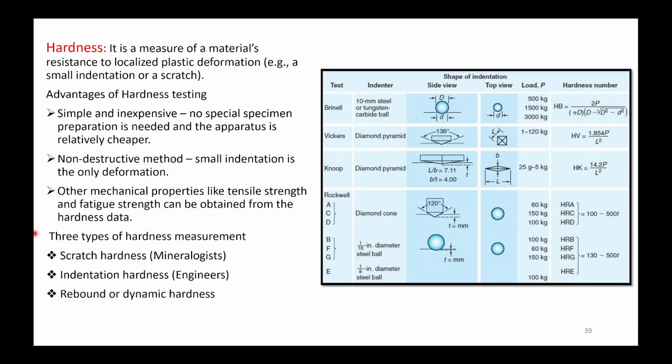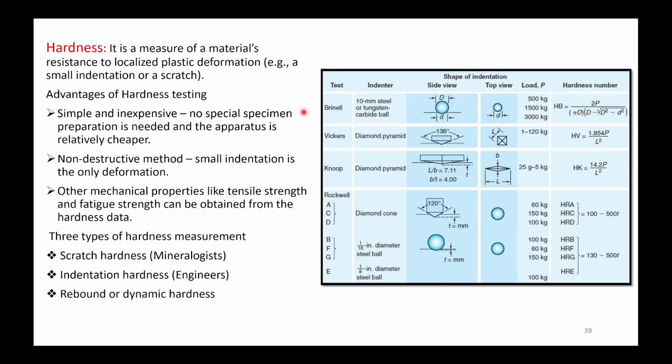Three types of hardness measurements are there. First is scratch hardness, which is used by mineralogists, and indentation hardness is used by engineers. Rebound and dynamic hardness is also used, and these are the various hardness number formulas that might be helpful for the exam.